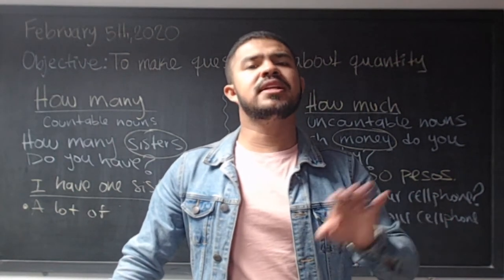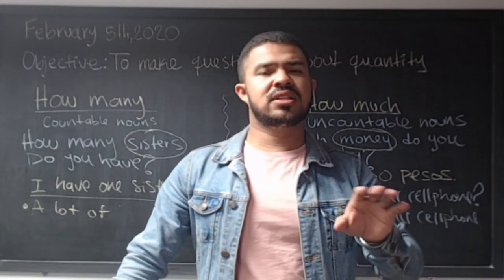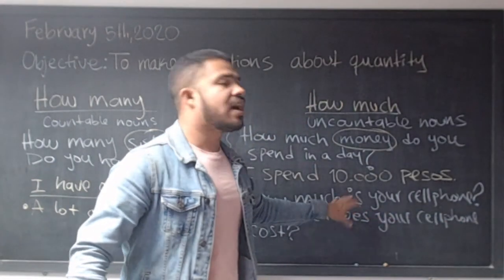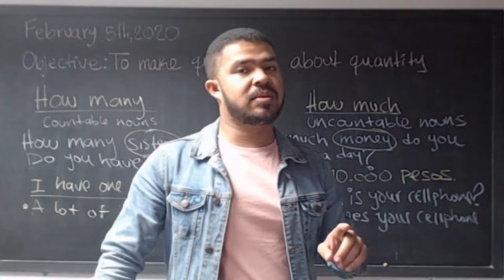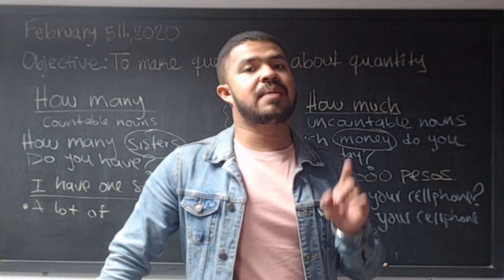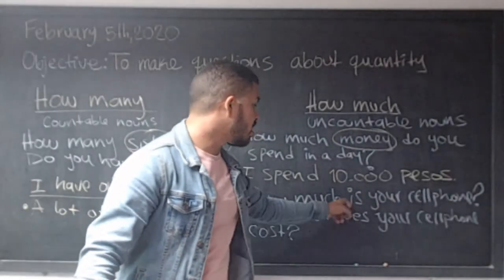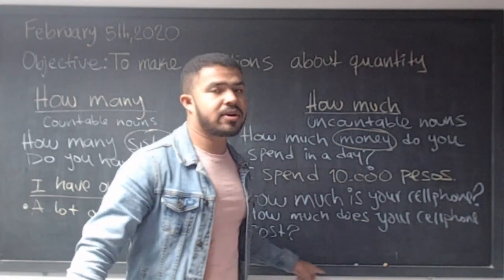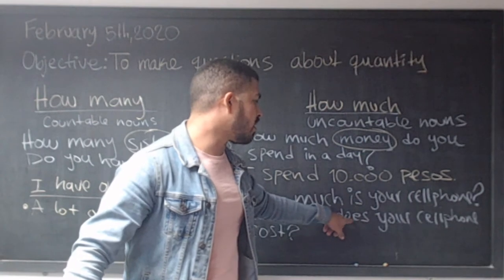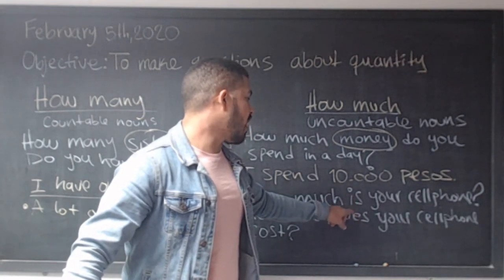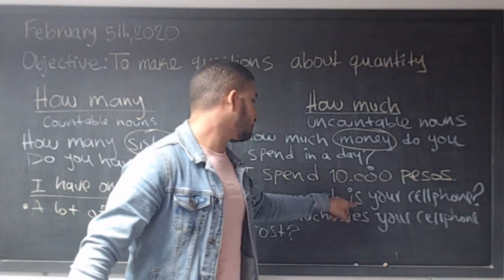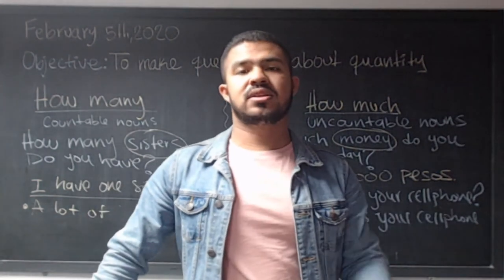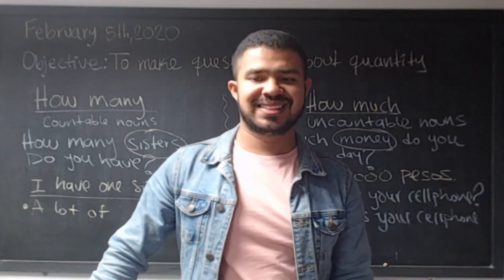Valentina, you are not using a good structure to make a question, okay? So try to follow this structure. If you want to ask about the price, you use how much, and you use the verb to be or the verb cost. If you use the verb cost, you use does, or do. And if you use the verb to be, then you got it, okay? So that's it.